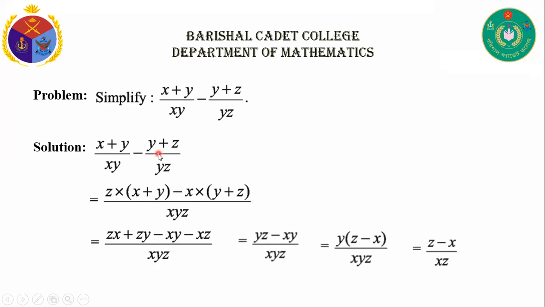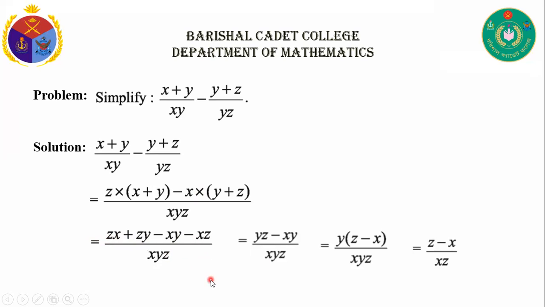And again for the second fraction we find the quotient. Our LCM is xyz, so xyz divided by the denominator yz gives x as the quotient. So we multiply quotient into numerator, that is x into (y plus z). So after simplifying, z into (x plus y), zx plus zy, minus x into (y plus z), is xy minus yz. So here, boys, you can see that xz and zx are similar, but their signs are opposite.